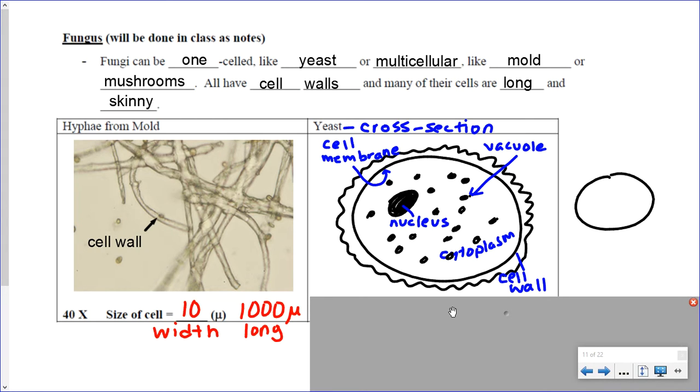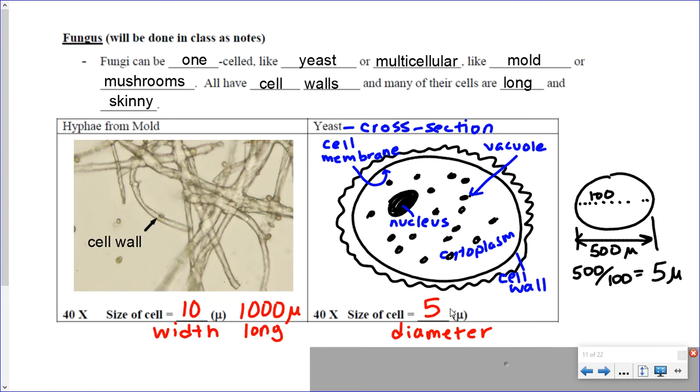And if I'm looking at this under 40x objective, I know that this distance across the screen is going to be roughly 500 microns, and I'm saying I can see 100 of these. 500 divided by 100 is going to equal 5 microns, and that's what we are estimating the size of the diameter, the distance between here and here.